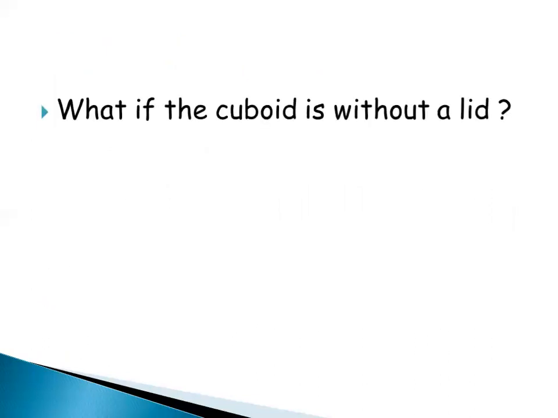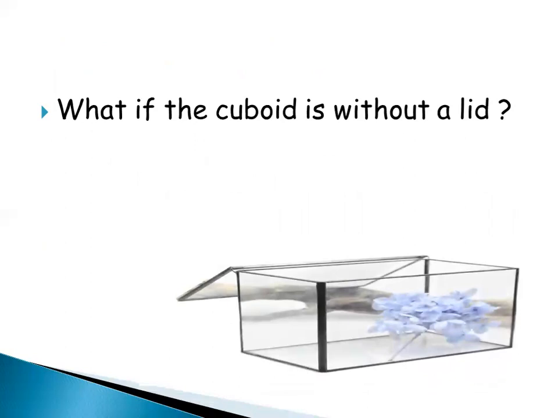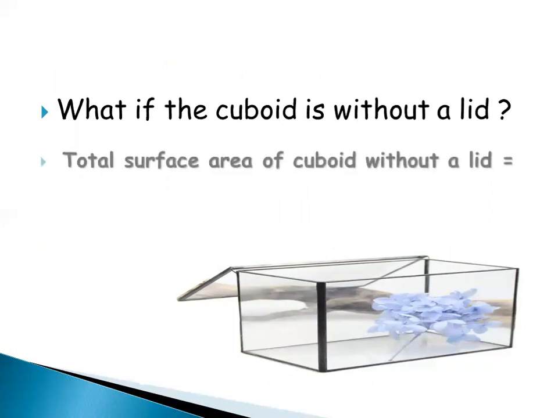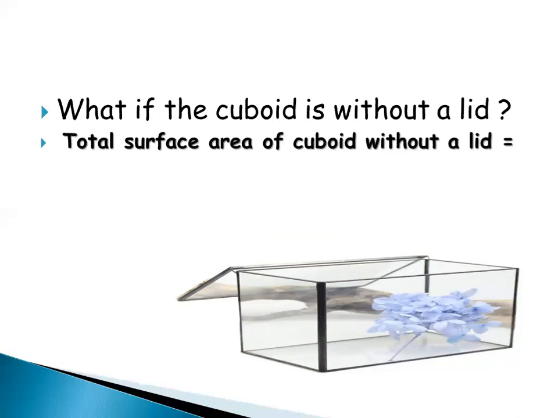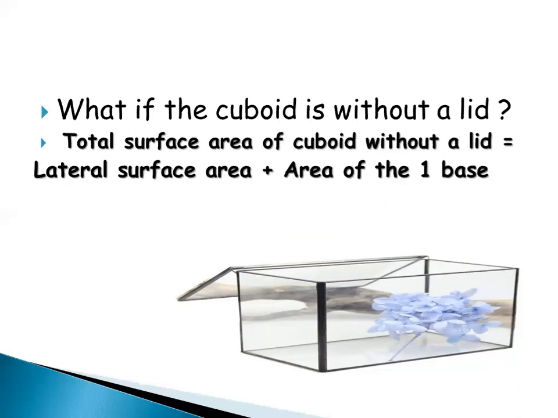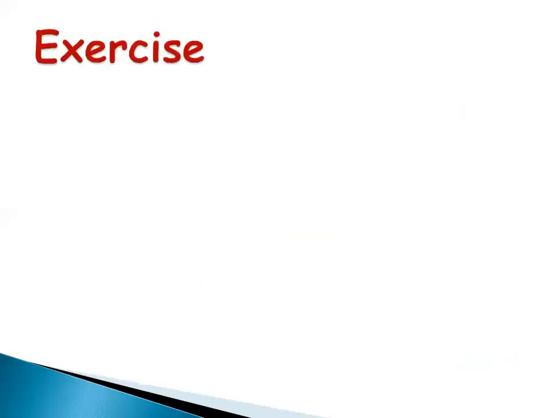What if the cuboid is without a lid? I told you in the last video, without a lid means I'm going to lose one of the bases, okay? This means you're going to lose ceiling or floor. So, to get the total surface area of cuboid without a lid, you're going to add lateral surface area to area of one base only. Only one base, because you lost the other one.